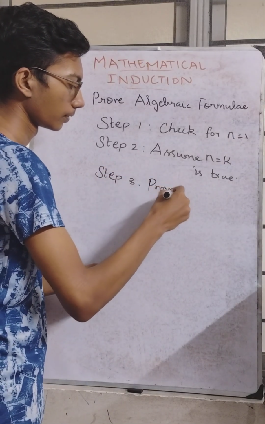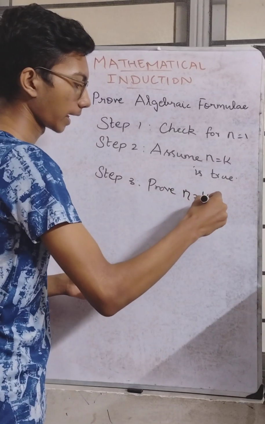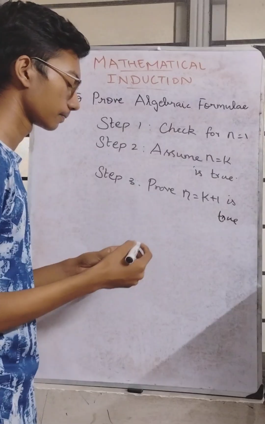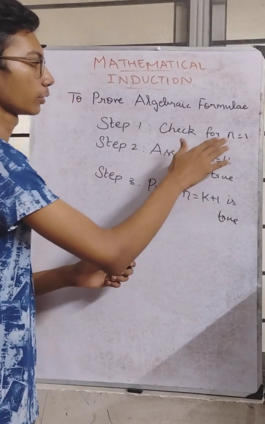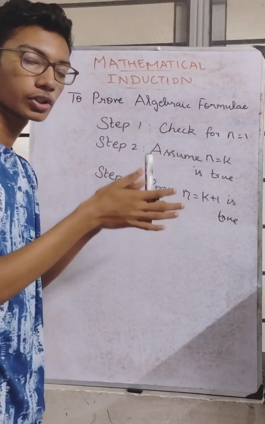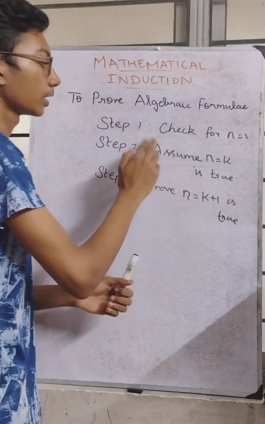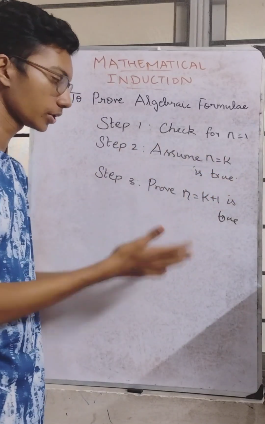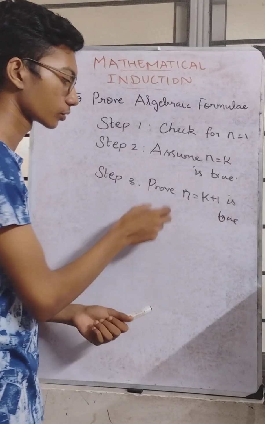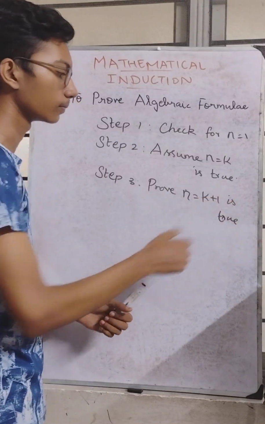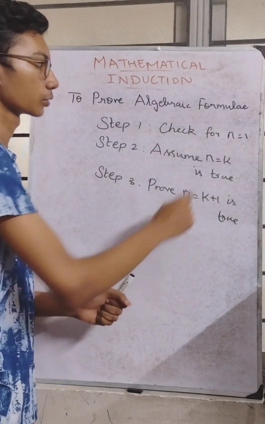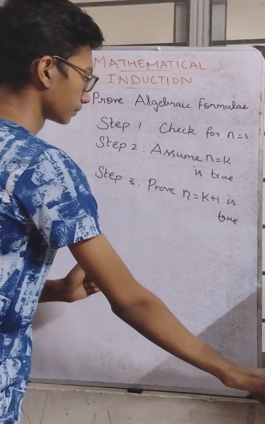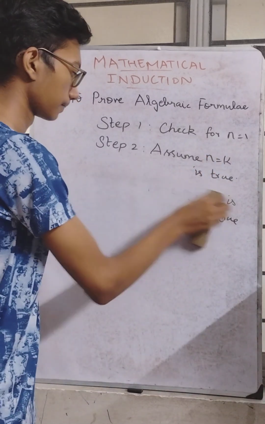So the third step is prove n equal to k plus 1 is true. So we need to prove this. So first we need to check if n equal to 1 is holding the equation. Next step is assume n equal to k is true. We need to assume this. The third is the actual proof. So prove n equal to k plus 1 is true. So these are the 3 steps. So n equal to 1, n equal to k, n equal to k plus 1.